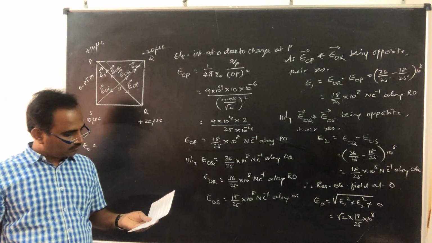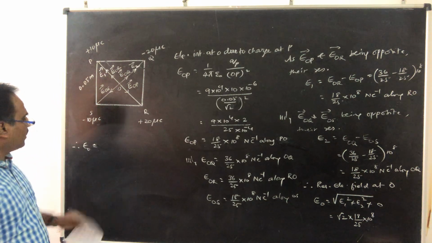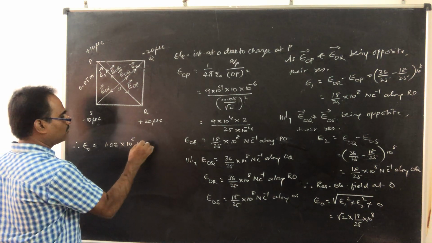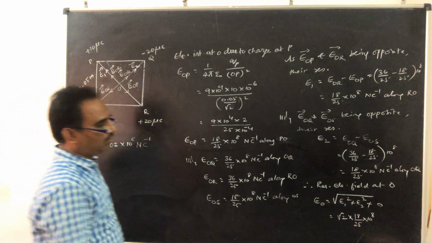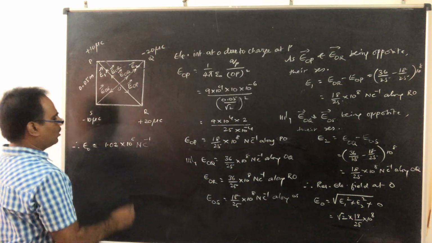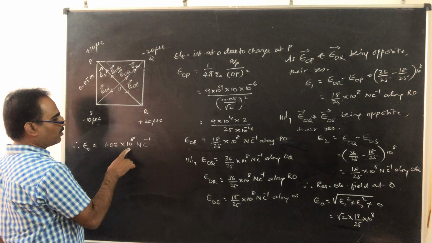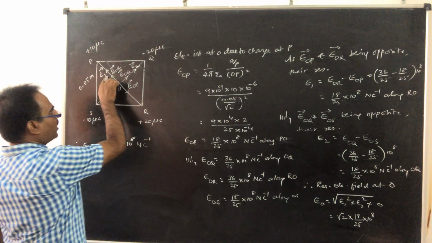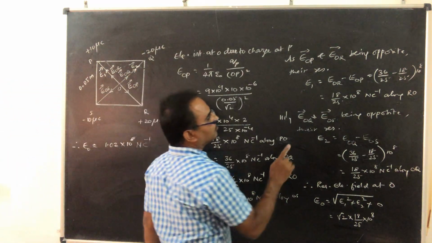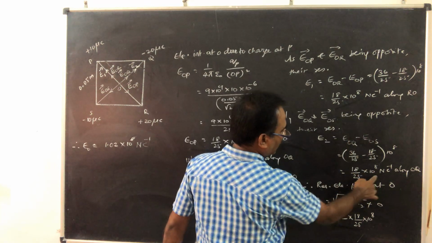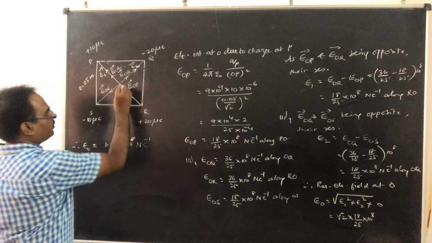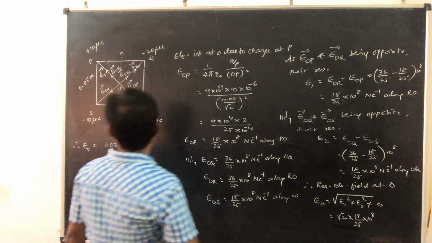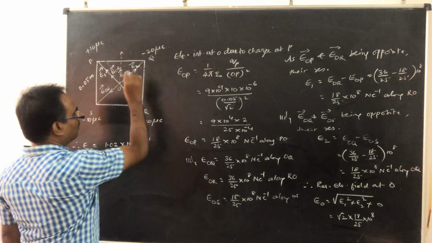If you do that calculation, roughly you will get 1.02 into 10 to the power of 8 Newton per Coulomb. What about its direction? E1 and E2, they being equal in magnitude, the resultant must be making equal angle with both, like this. That means the electric field will be along SP or RQ.